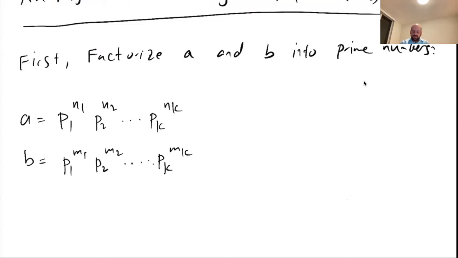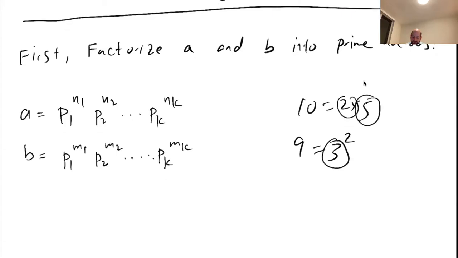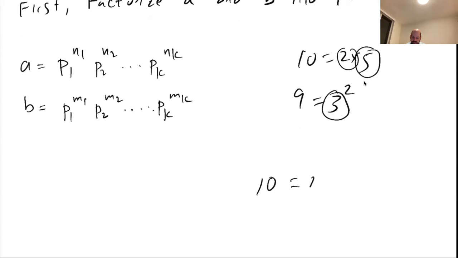Because see, for example, look at 10. 10 was 2 times 5, 9 was 3 to power 2, right? If I allow power 0 for my prime numbers, then I can consider the set of all prime numbers that appeared either here or here, which means 2, 5, and 3. So then I can write 10 as 2 times 5 times 3 to power 0, and 9 as 2 to power 0 times 5 to power 0 times 3 to power 2.